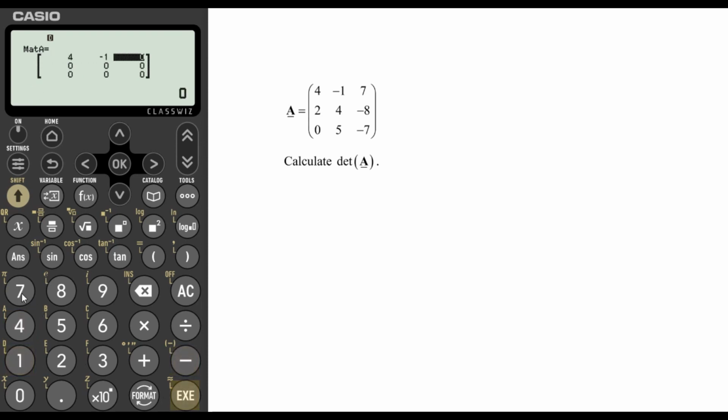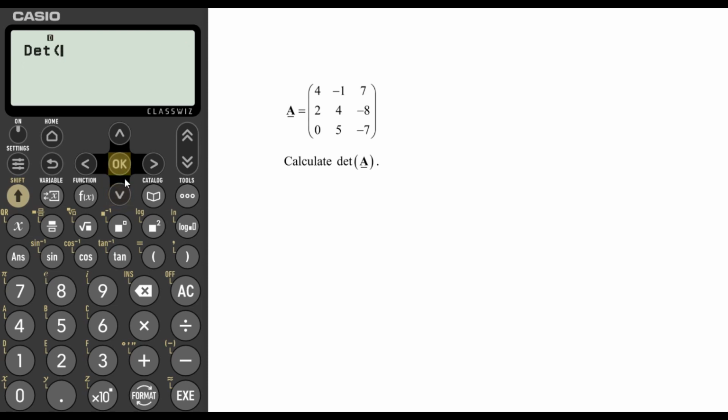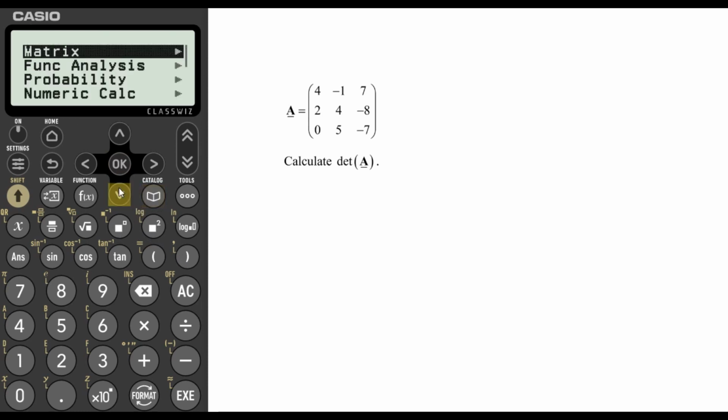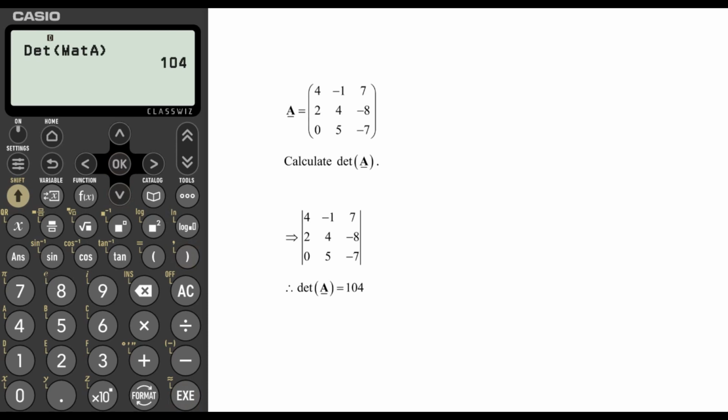It's equal to 4, minus 1, 7, 2, 4, minus 8, 0, 5, minus 7. A is now stored into the calculator. If we now go to the catalogue, then matrix calc, we want the determinant, so scroll down to determinant. We want the determinant of matrix A, so we have the determinant of matrix A. Our calculator calculates the determinant to be 104.